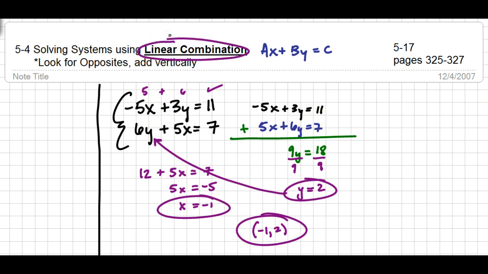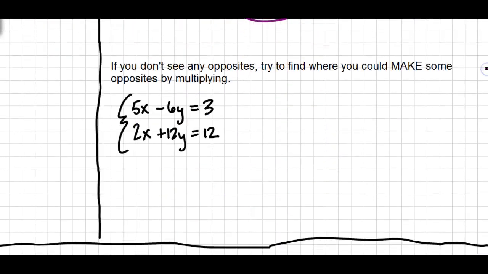The problem is not all equations are set up to be this nice. So let's look at what we would do if we don't see opposites when we see that we have linear combination. So if you don't see any opposites, try to find where you could make some opposites by multiplying.